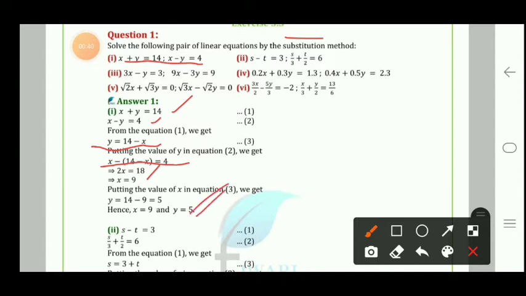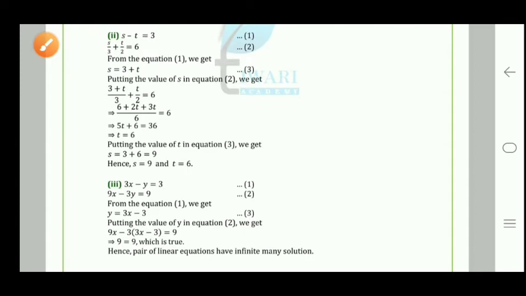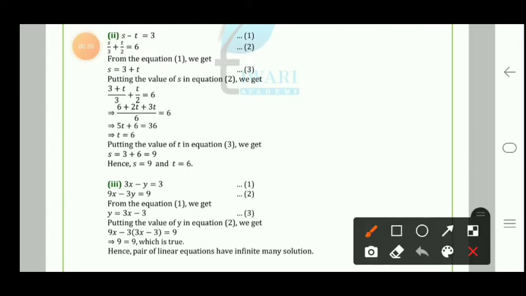Then moving to the second part, it is given s minus t is equal to 3 and s upon 3 plus t upon 2 is equal to 6. So how to solve this? The method we know is the substitution method. In this, first from equation 1 we can write s is equal to 3 plus t.